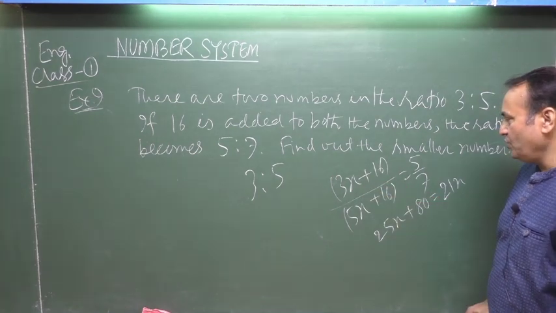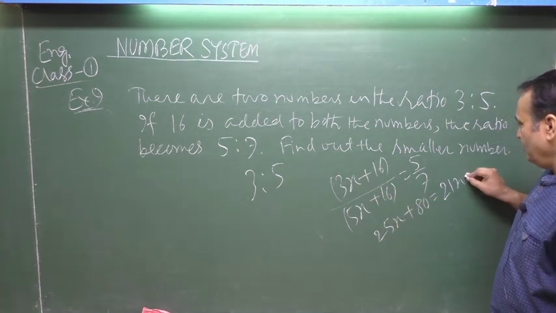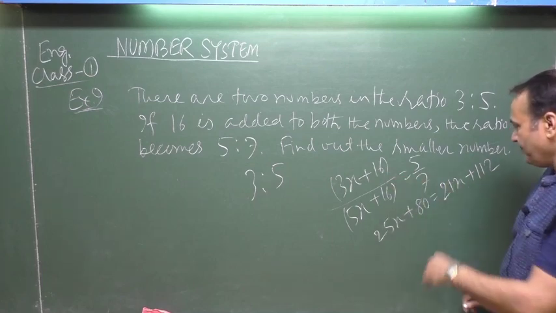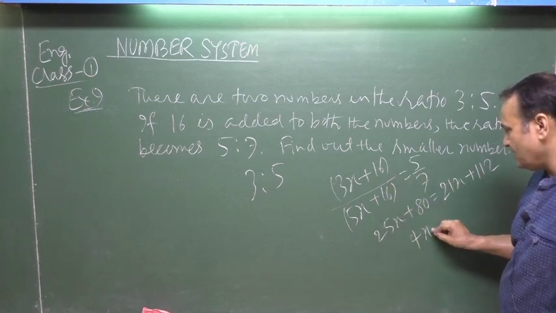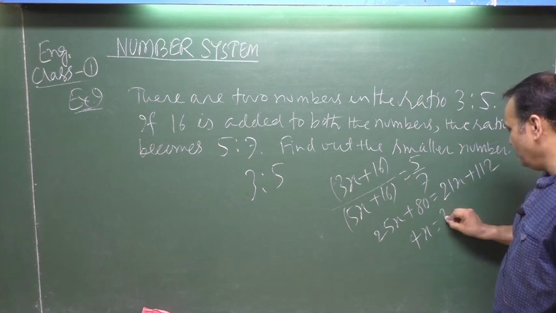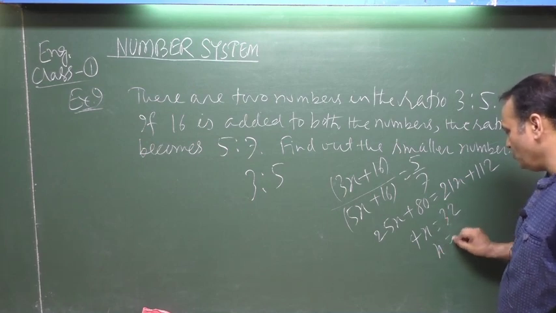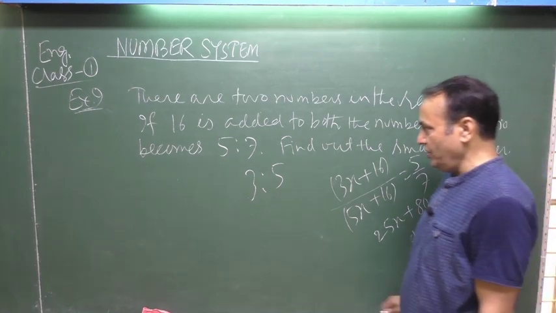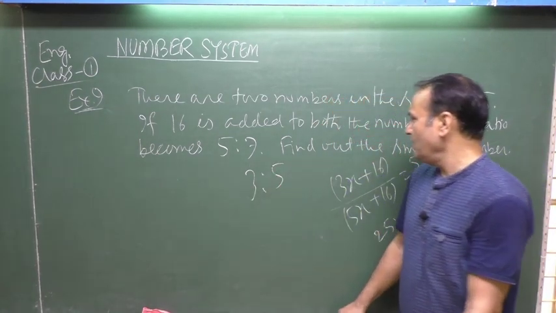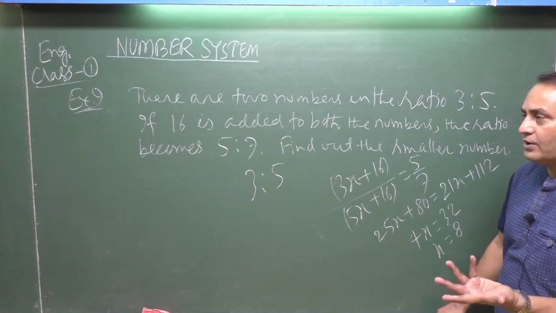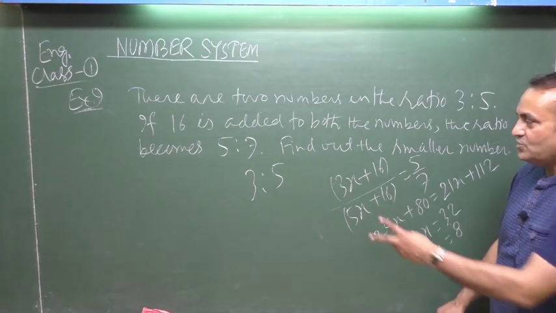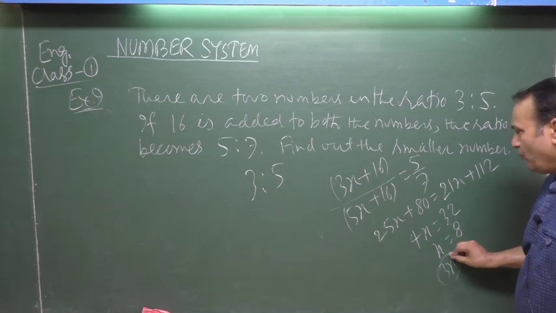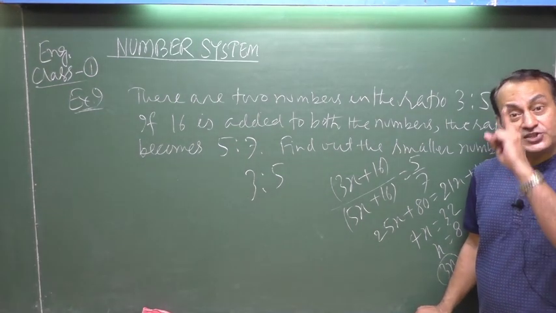7, 3, 21x. Here 1, 1, 2. 16, 7. This is 4x. This is 32. X equals 8. You found out x equals 8. See here. The question says the smaller number is to be pointed out. You have to point out the smaller or bigger in the original number.